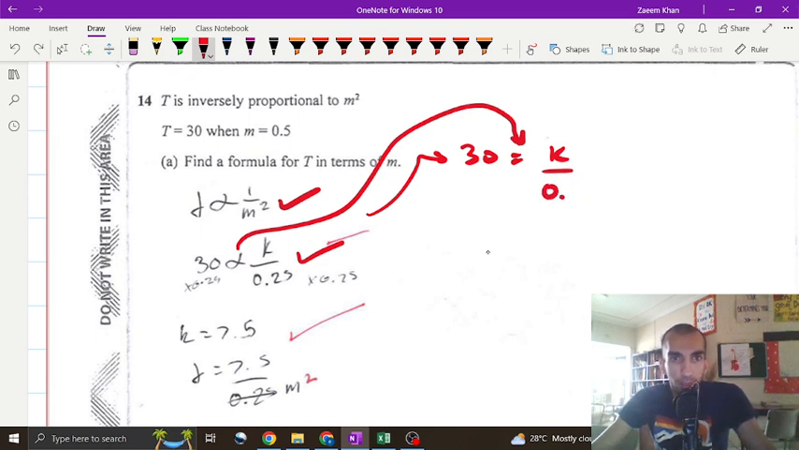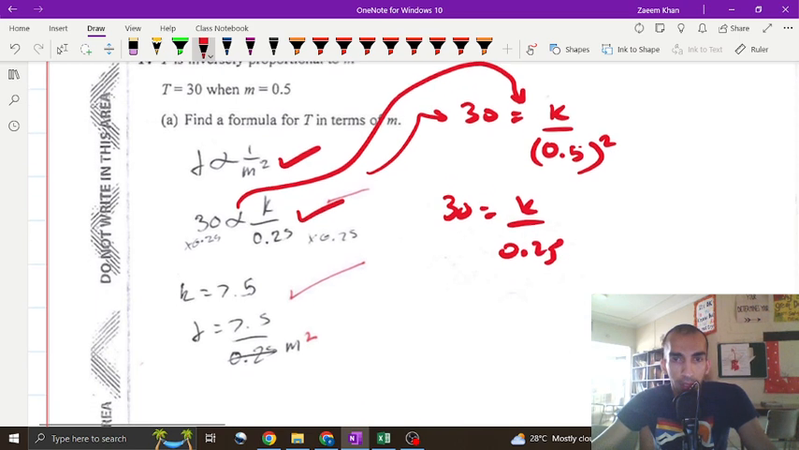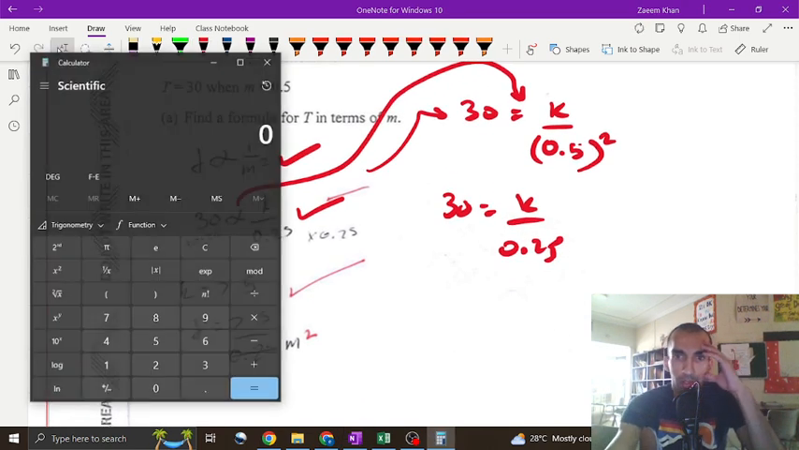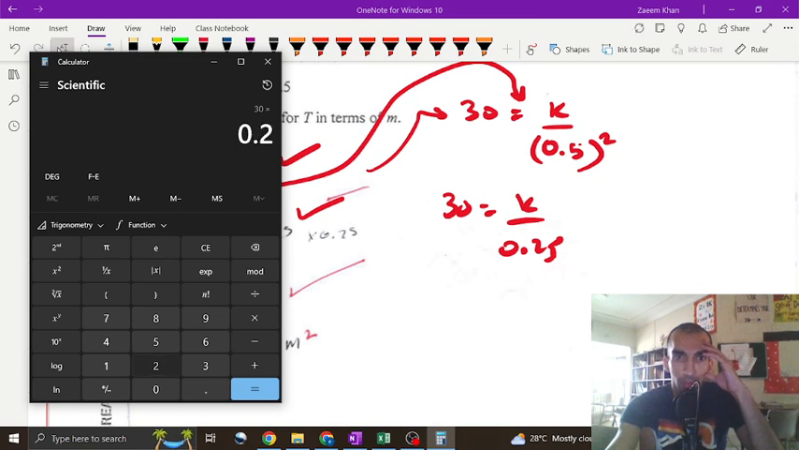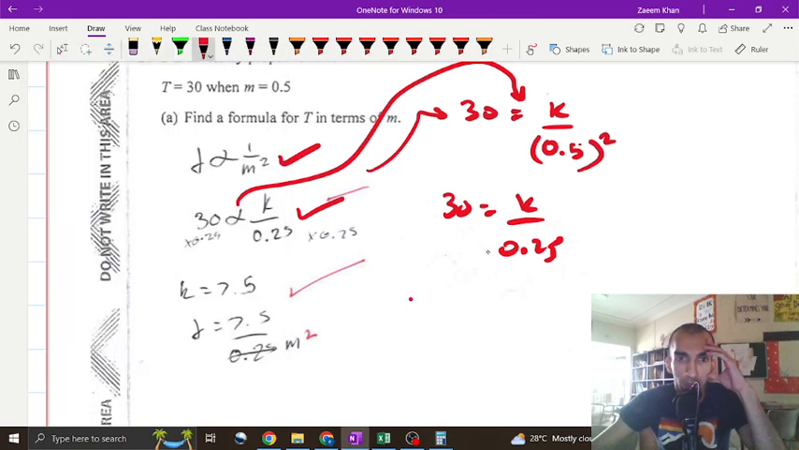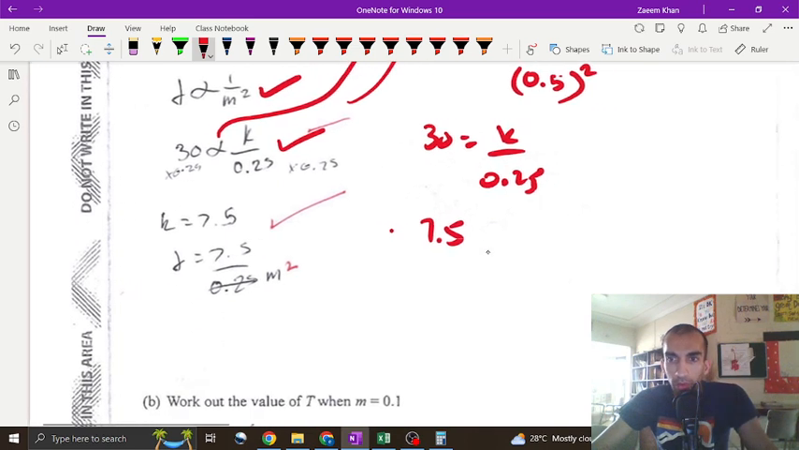0.5 and the square of that is 0.25. I can see that over here. That's well done. 30 is equal to k over 0.25. Multiply that. I think you made a calculation error. 30 into 0.25 gives you 7.5. You ended up writing... wait, hold on. That's correct. What went wrong?